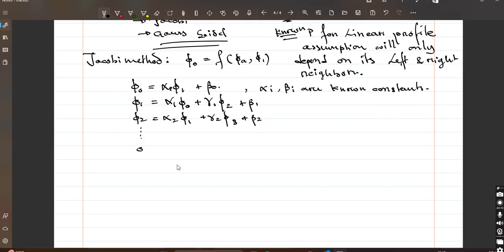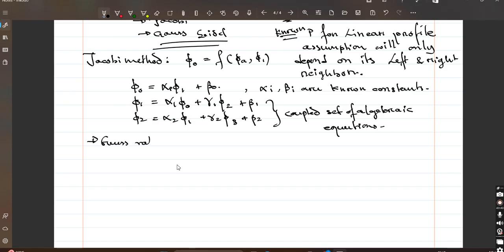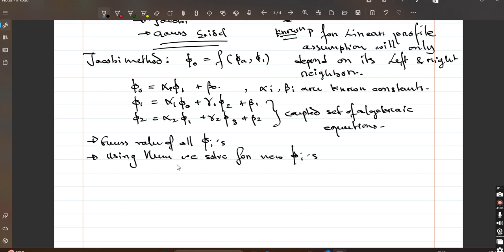So now we see that we have reached a coupled set of algebraic equations, right? Now, what does Jacobi say is that we will first guess the value of all the phi i's, and then using them, we solve for new phi i's. Okay, so for example, let's just take every value to be 1 or something like that.